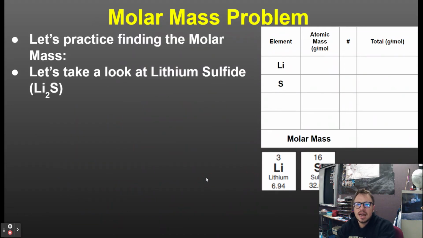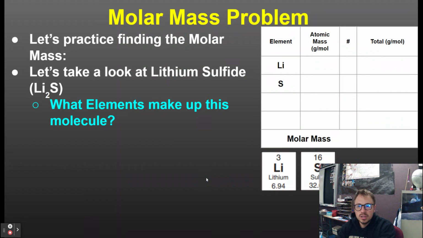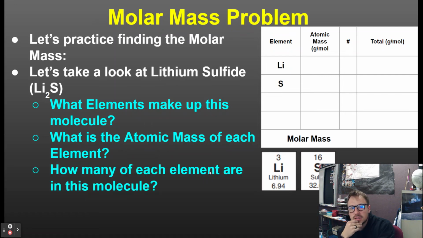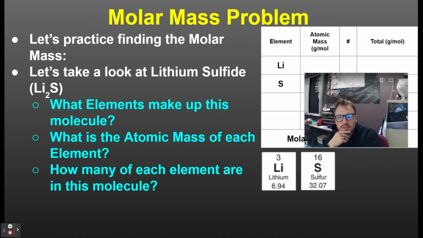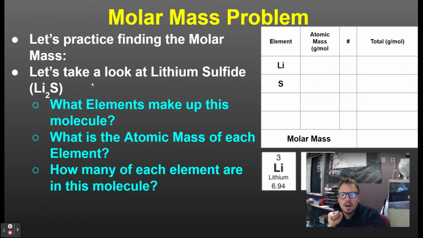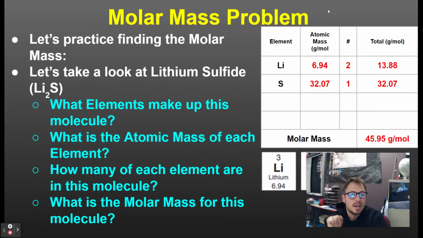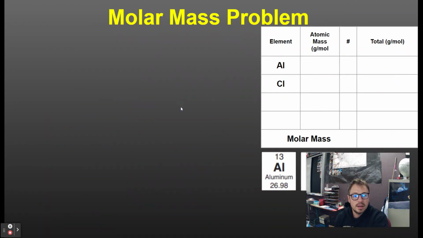So now let's take a look at lithium sulfide. So I've got 2 lithiums, 1 sulfur. So I've got lithium and sulfur. What is the atomic mass of each element? You can see, just get those off the periodic table, right? So I've got lithium is 6.94, sulfur is 32.07. How many of each element are in this molecule? I've got 2 lithiums, 1 sulfur. And the molar mass, well, I just do the same thing, right? Now I have 2 lithiums. I multiply 6.94 by 2, and I get 13.88, and I add that to that sulfur, and I get 45.95 grams per mole.